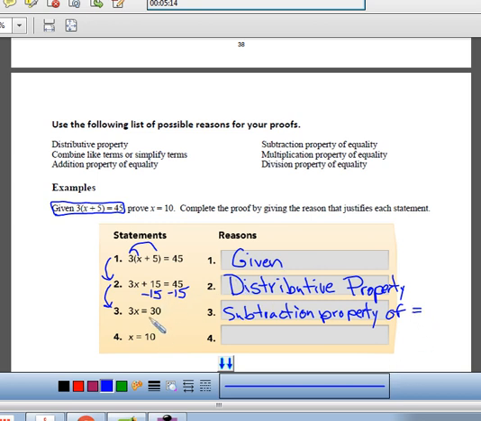And then the last step, how do I get from this step to this step? I'm dividing both sides of the equation. What I do on one side, I do on the other, by 3. So what step does it look like? That's right, division property of equality. So on the left we have our statements, on the right we have our reasons. Alright? So I'm going to clear the screen, so if you need to copy, pause the video.